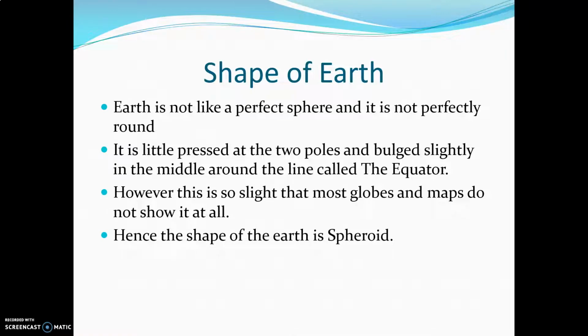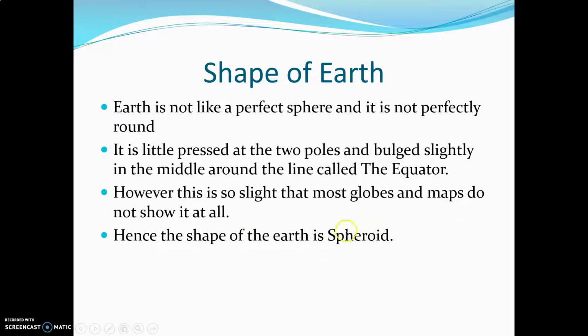In the previous video, the first video, you already studied the Earth, its shape, and the globe. Here, we are going to learn in detail about the shape of the Earth. Earth is not a perfect sphere and it is not perfectly round. It is a little pressed at the two poles and bulged slightly in the middle around the line called the equator. However, this is so slight that most globes and maps do not show it at all. Hence, the shape of the Earth is a spheroid.